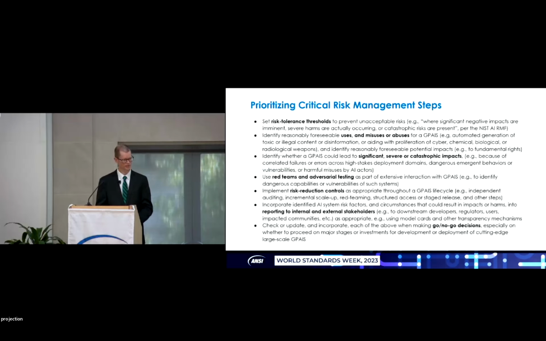Identify reasonably foreseeable uses and misuses or abuses of a system. Identify whether a system could lead to significant, severe, or catastrophic impacts. Use red teams and adversarial testing as part of internal and external evaluations of the system. Have that be part of the pre-release evaluations. Implement risk reduction controls as appropriate throughout the life cycle. Report to internal and external stakeholders.